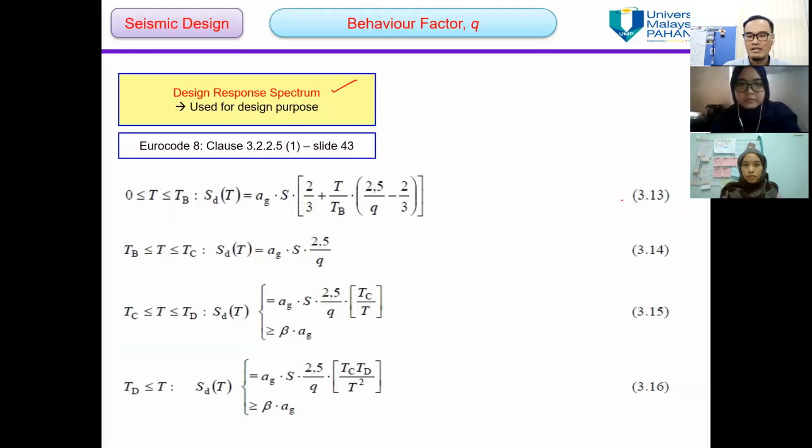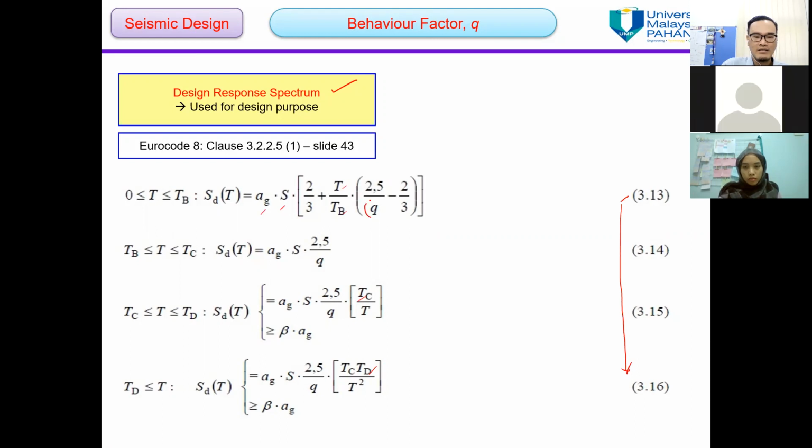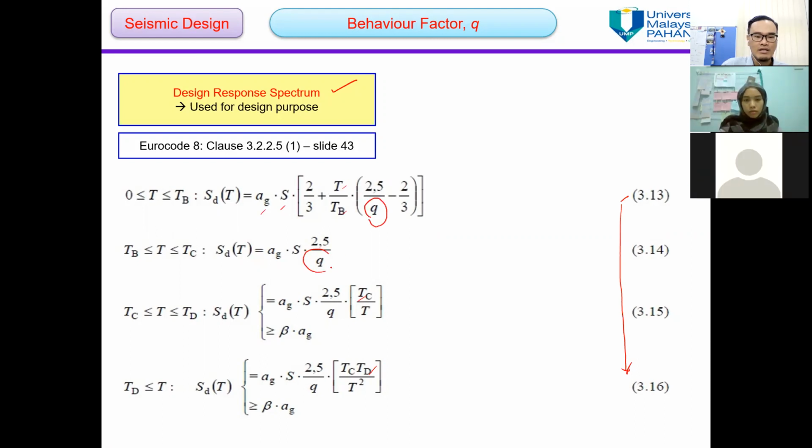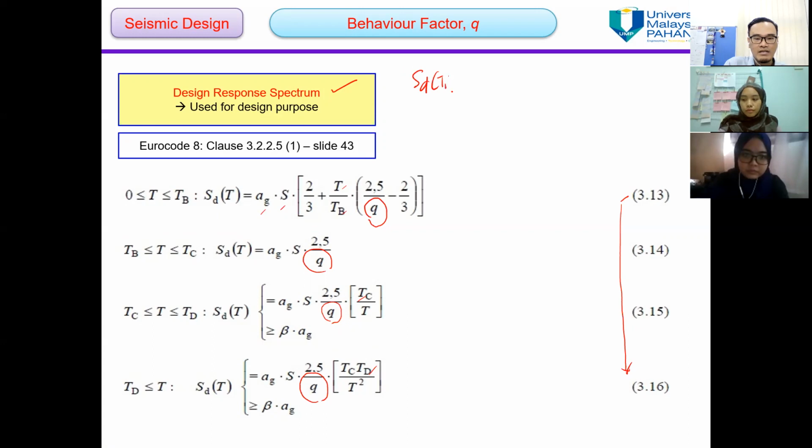Okay, when we use equations 3.13 to 3.16, we will see parameters or variables known as alpha G, S, T, TB, TC, and TD. And also we can see the Q here. Actually, what is Q? Q is the behavior factor. Let me ask you one question. What will happen to the SDT1, the spectral accelerations, if the Q is reduced?